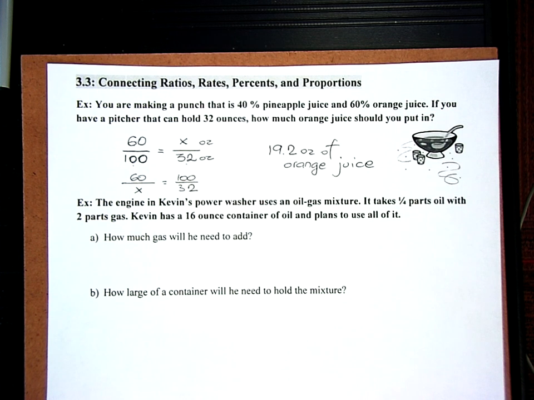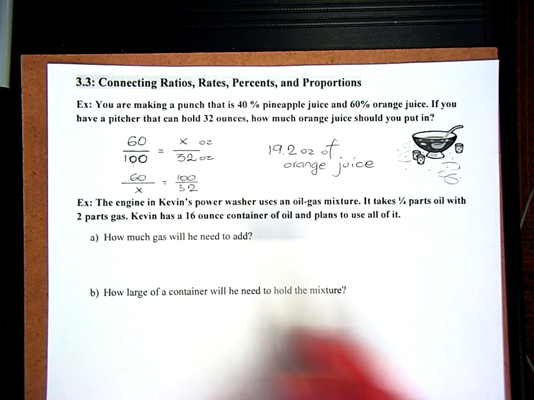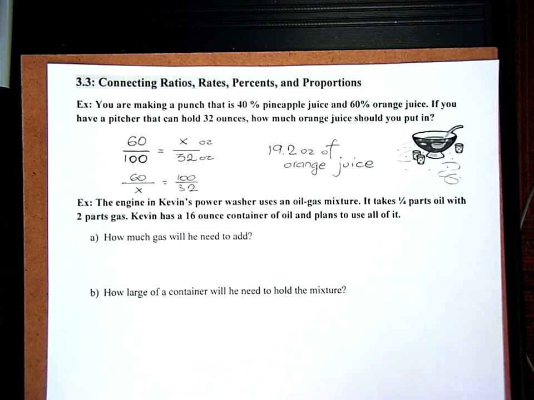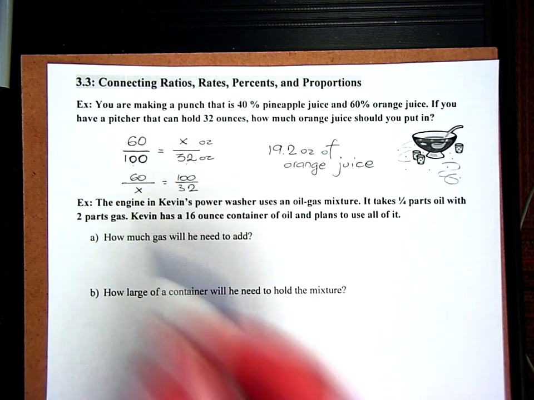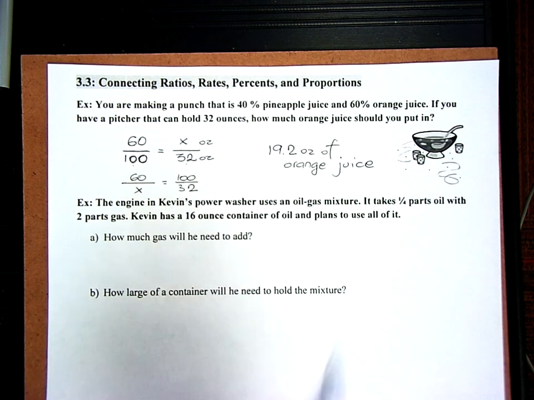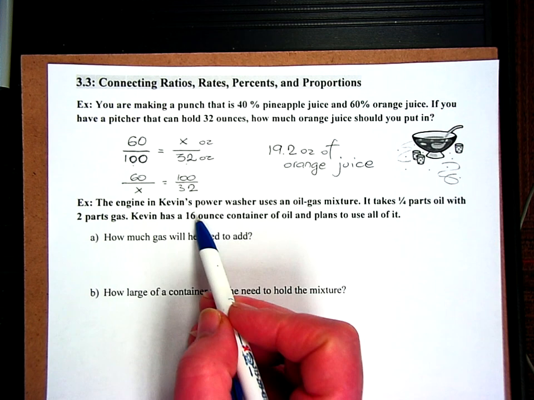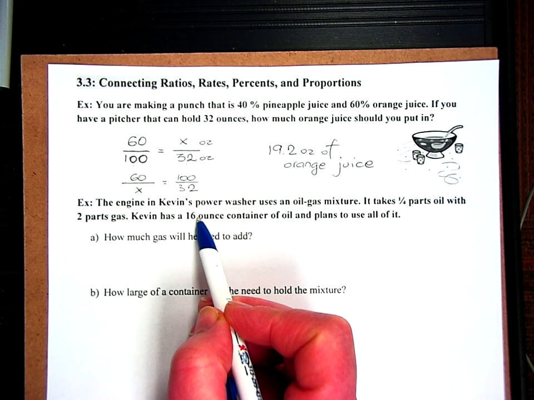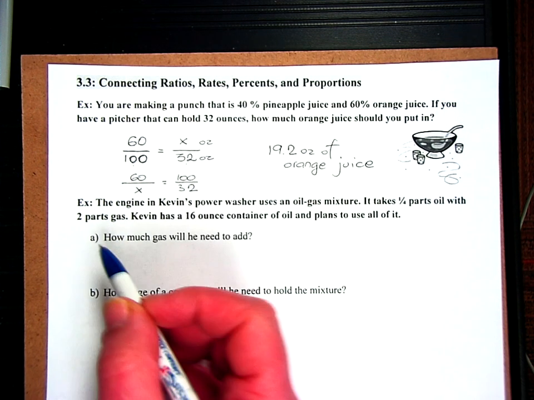The second problem that we are going to look at is related to an oil-gas mixture. The engine in Kevin's power washer uses an oil-gas mixture. It takes 1/4 parts oil with 2 parts gas. And that's our first ratio. You know that for every 1/4 part of oil, you put 2 parts of gas. Kevin has a 16-ounce container of oil and plans to use all of it. So this is oil that we have, and we need to find how much gas we need.